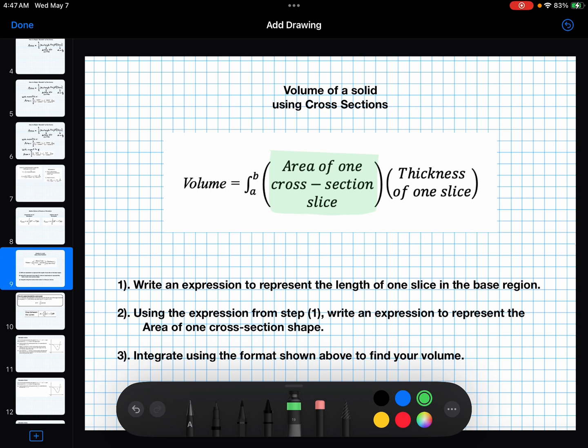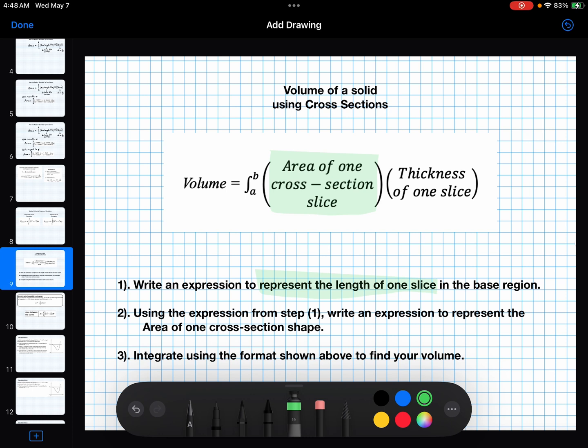So your job here is to come up with an area formula for your cross-section if they don't give you one. And the way that you do that is, like it says here, number 1, write an expression to represent the length of one slice. And that's going to be, again, that same pattern. Upper y value minus lower y value if your slice is vertical. X value on the right minus X value on the left if your slice is horizontal. That slice is one dimension of your cross-sectional shape.